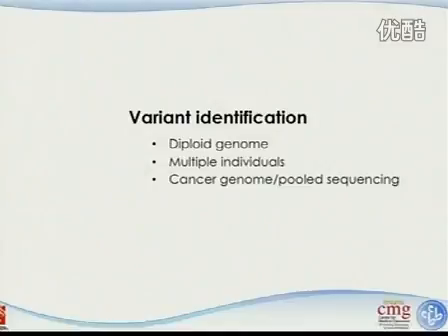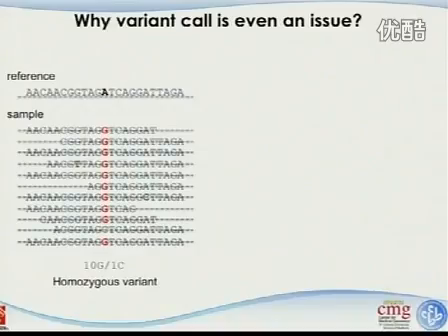What I mean is, if you have one individual, you sequence their genome. Okay, so we have a pair of chromosomes, one from mom, one from dad, and that's pretty simple. But for multiple individuals, and for the cancer genome or pooled sequencing, they are different. We'll get into that. Yes?